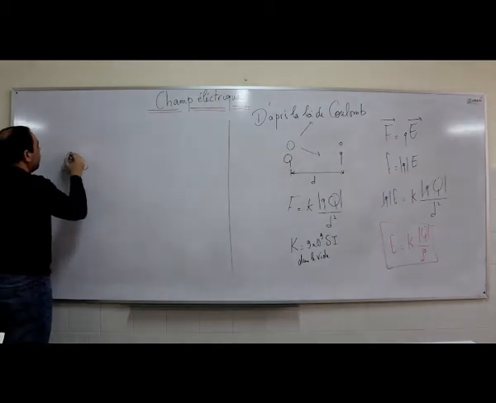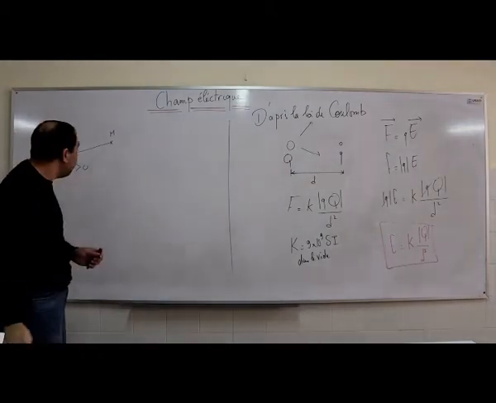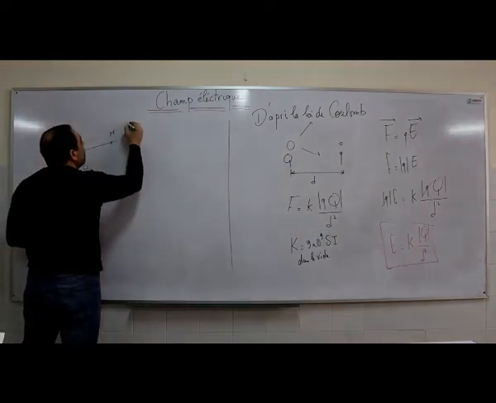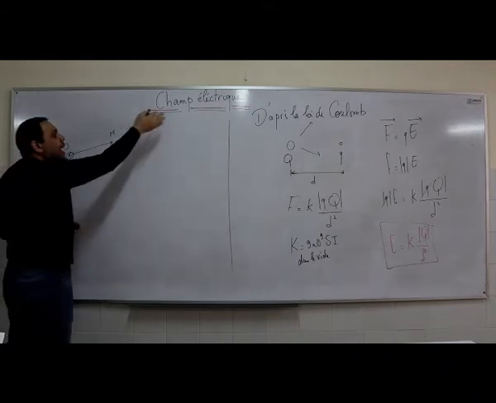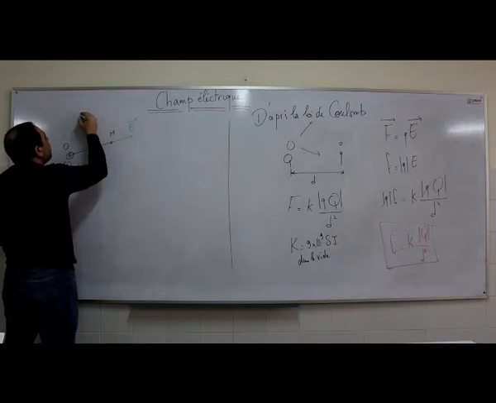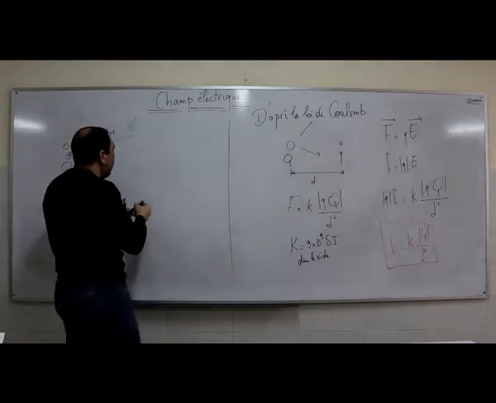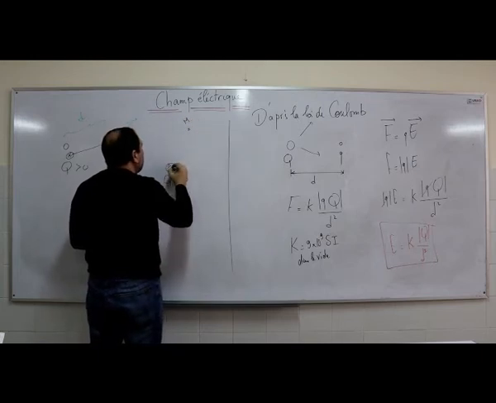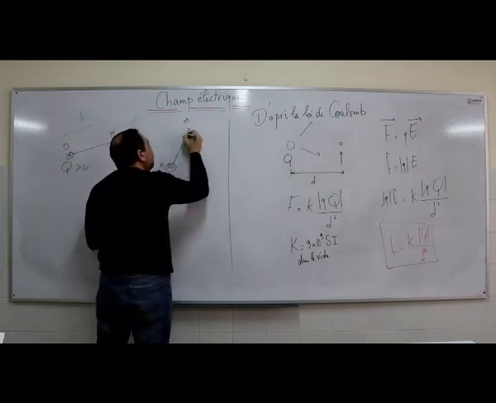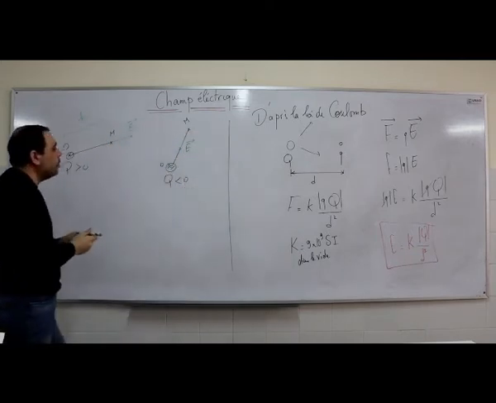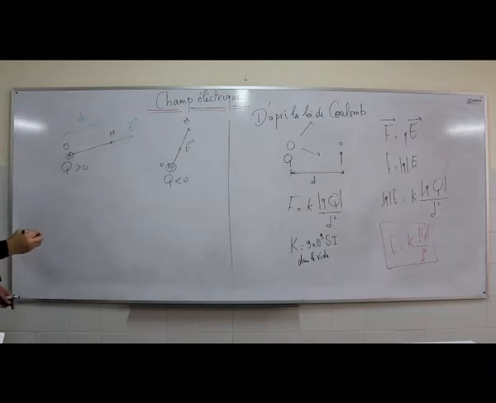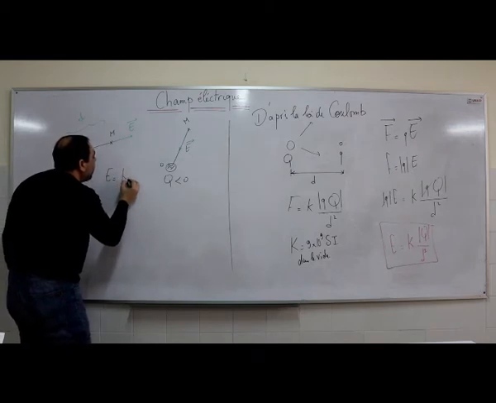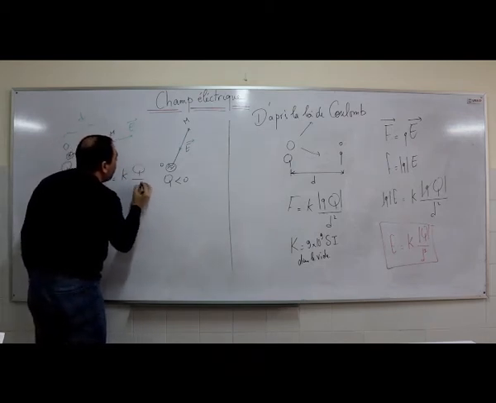A charge Q that is positive, for example, creates at a point M an electric field E that is directed outward. A positive charge creates an electric field that is directed outwards. That is the distance d. Now for a negative charge, it will create at a certain point in its vicinity an electric field E that is directed towards the negative charge. What is the magnitude of the electric field? It is equal to K Q over d squared.